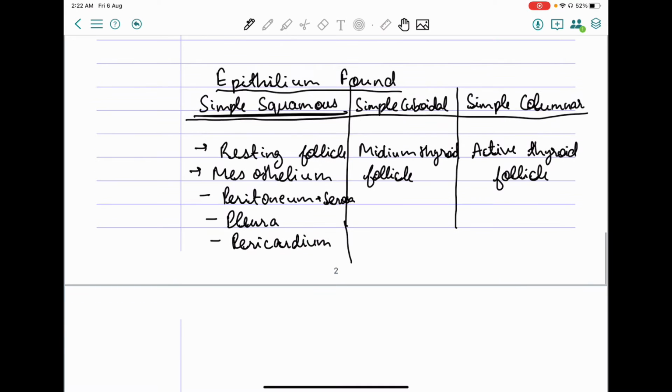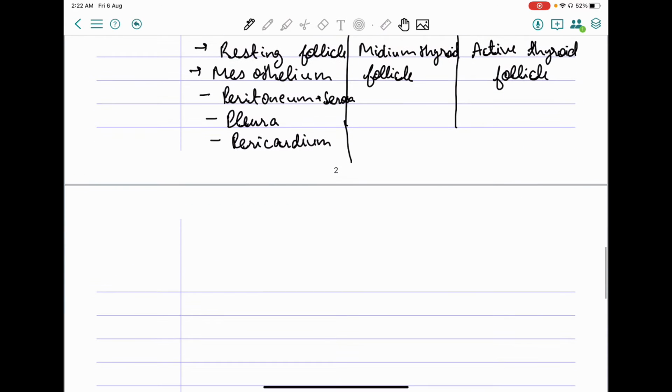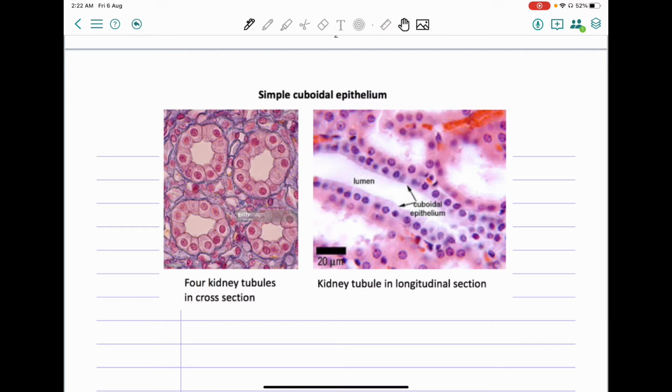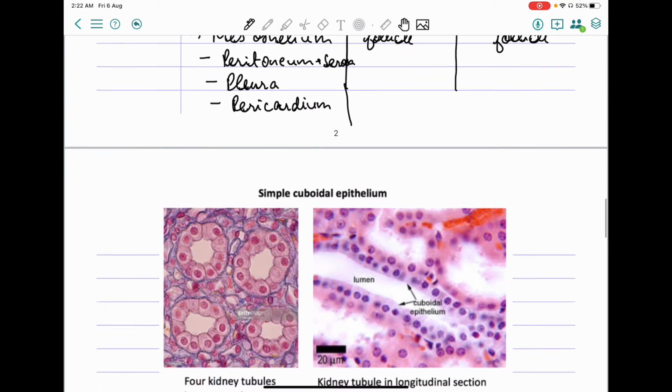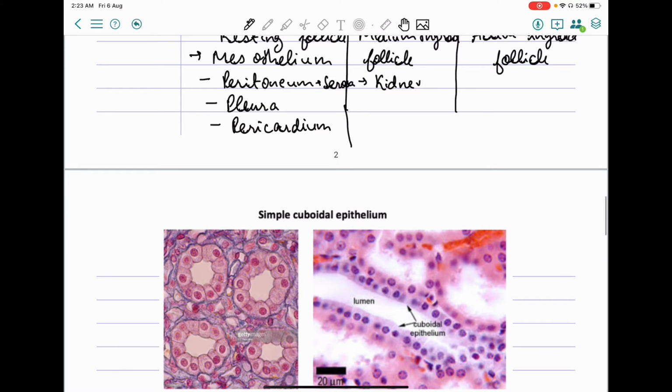Now, what about simple cuboidal? Where are these found? No, let's talk about this with a diagram. Here you can see that simple cuboidal is found in the kidney. So where in the kidney? Do you know? In the kidney, they are found in the PCT and DCT.